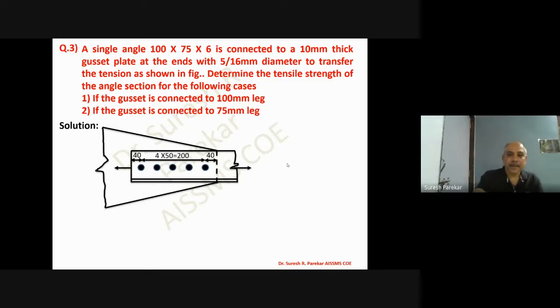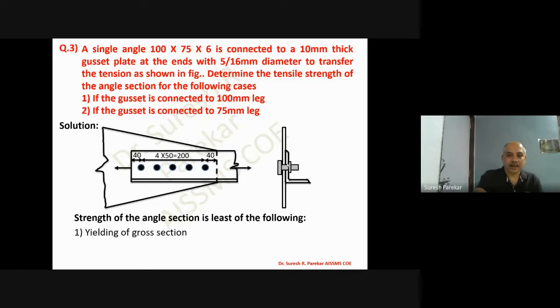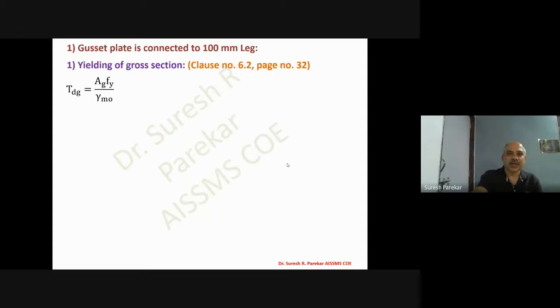We have three criteria to determine the strength of the angle section: yielding of gross section, rupture at critical section, and block shear strength. So first we will go with yielding of gross section.